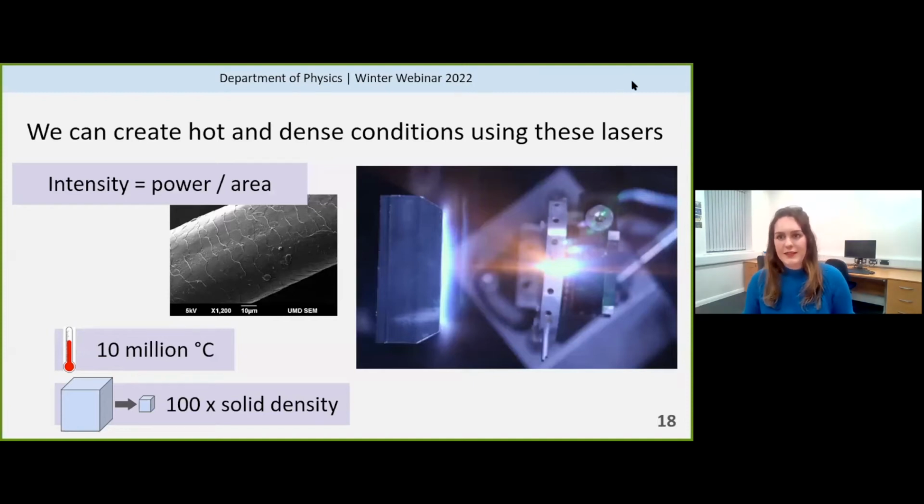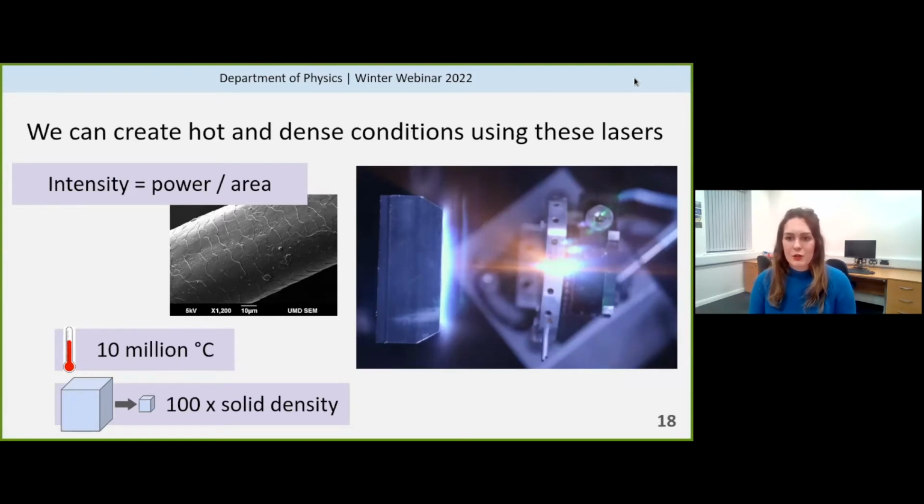By doing this, it provides us with the ability to create really hot and dense conditions. In my area of physics, we're interested in looking at something called a high intensity regime. So it means we've got really high power lasers, but in a really, really small volume.